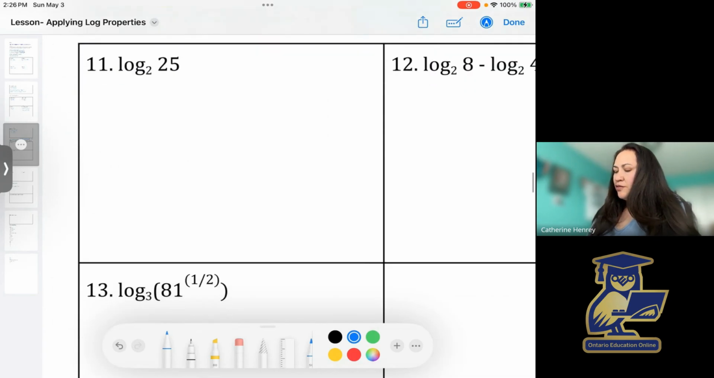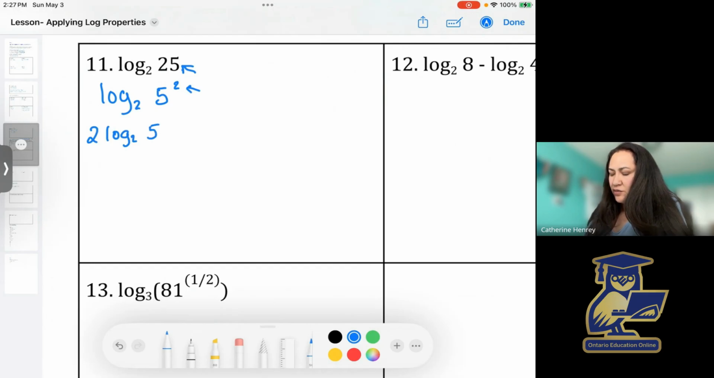So the log of 25 to the base of 2. What we want to do here is rearrange or change 25 into an exponent that has a base of 5. So we will have the log of 5 squared to the base of 2. Then we can bring that squared out, and it will be a coefficient. So we'll have 2 times the log of 5 to the base of 2.